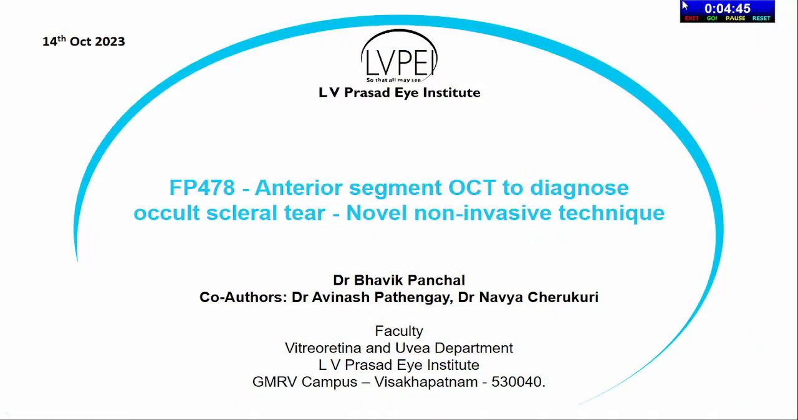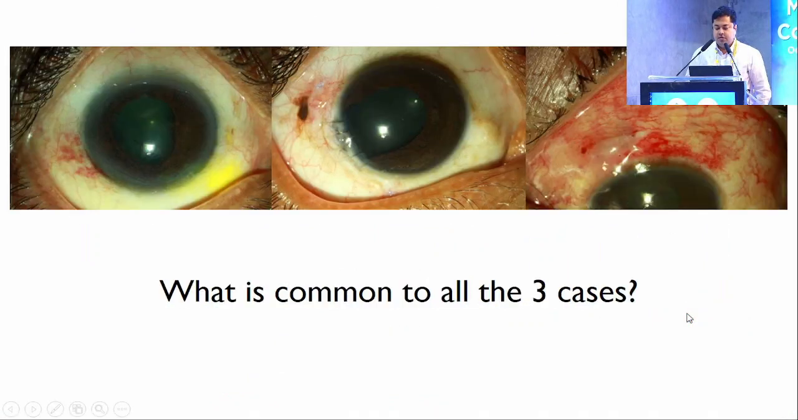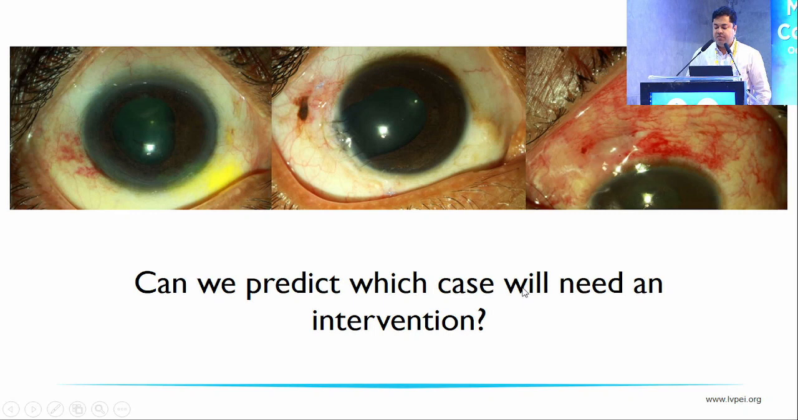Okay. So I'll be presenting about anterior segment OCT to diagnose occult scleral tear. It's a novel non-invasive technique. So what is common to all these three pictures that we see here? All these three cases have a suspected occult scleral tear or a suspected intraocular foreign body. So what to do next in such cases? Can we predict which cases will need an intervention and which won't?